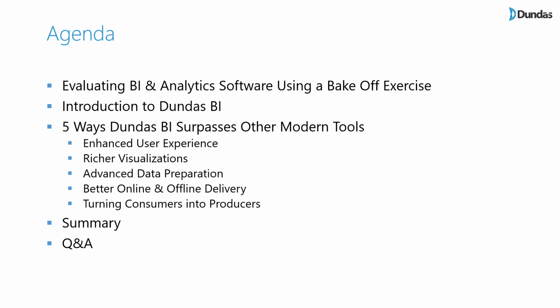So the agenda for today, first we're going to discuss the merits of evaluating BI and analytics software using a bake-off style exercise. Then I'll give a brief introduction to Dundas as a company and Dundas BI. Then we're going to talk about the 5 ways Dundas BI surpasses other modern tools that are out there. This includes their enhanced user experience, richer visualizations, advanced data prep, better online and offline delivery, and lastly, turning consumers into producers. We'll then do a quick summary and open up the floor to Q&A.